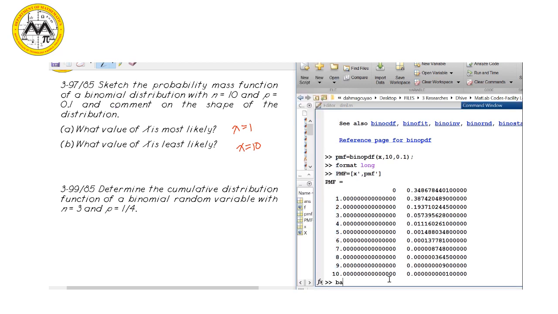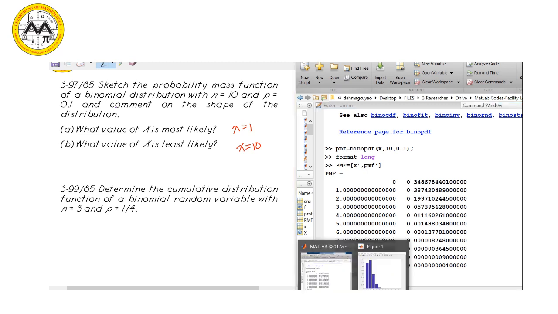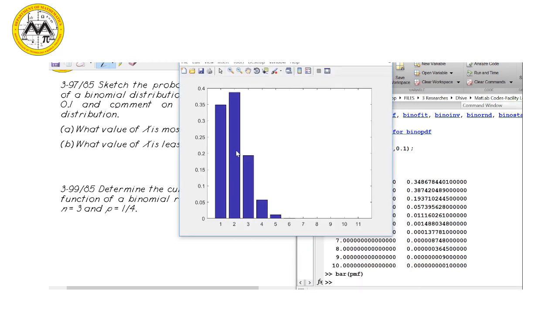We can have its bar graph. So bar graph of PMF. Observe that the highest probability belongs to the second one. This is 0, 1, 2, 3, 4, 5, 6, 7, 8, 9, and 10. So when x is 1, it is the highest, and we can't differentiate the higher values.